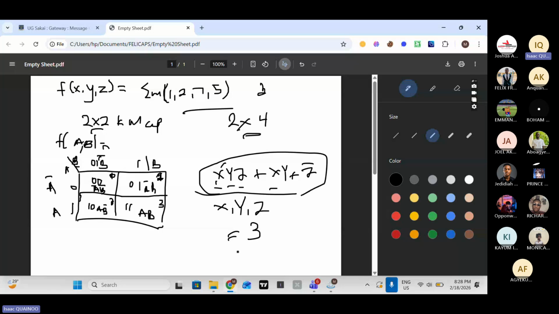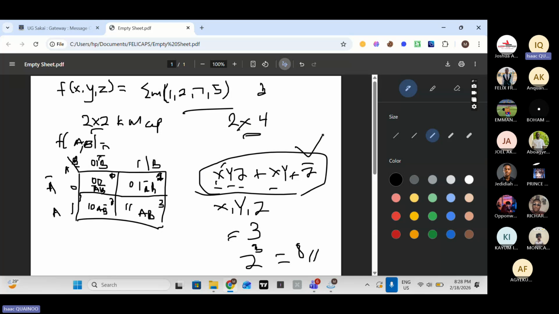Okay, so we now take 2 and then raise it to the power of the number of unique variables we have. In this case, you have 2 raised to the power 3. And 2 raised to the power 3 gives you what? 8. So you know that in order to address this function correctly, you need a K-map with 8 cells. You cannot use a 2 by 2 K-map to address this particular problem.